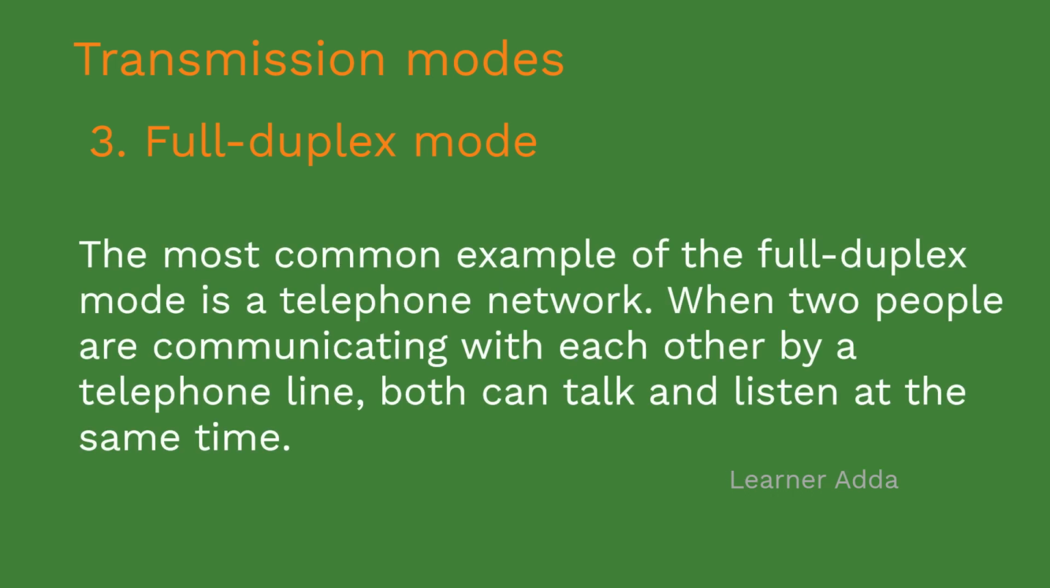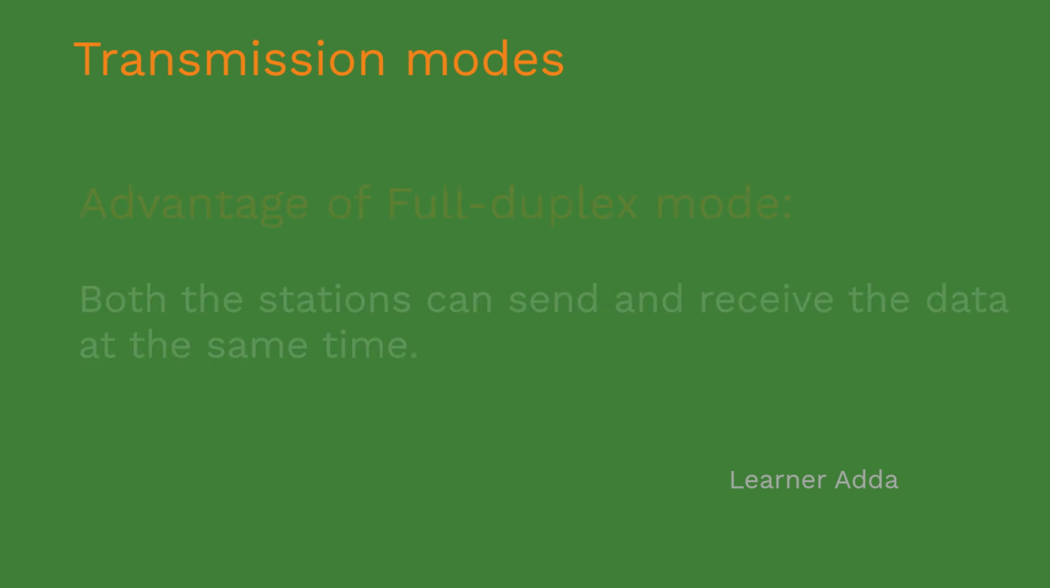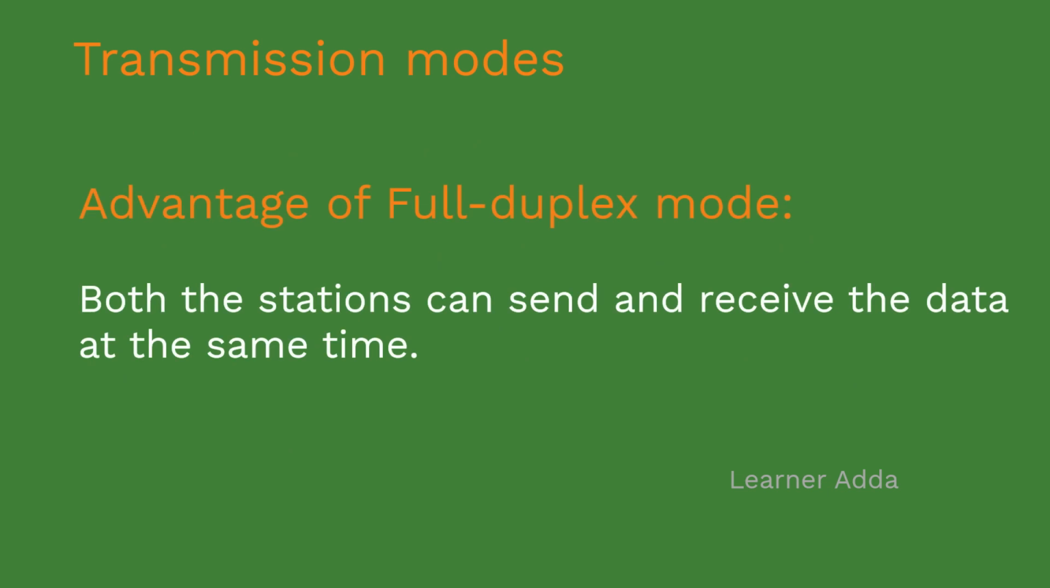The most common example of the full-duplex mode is a telephone network. When two people are communicating with each other by a telephone line, both can talk and listen at the same time. Advantage of full-duplex mode. Both the stations can send and receive the data at the same time.